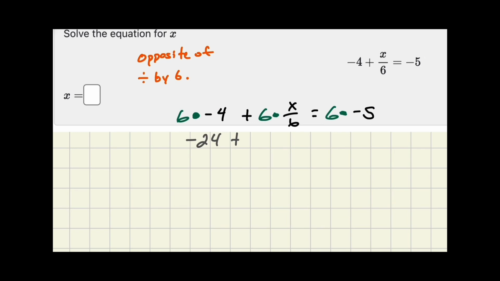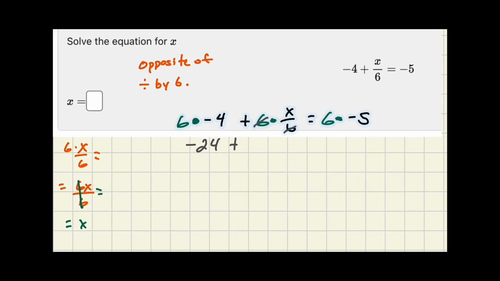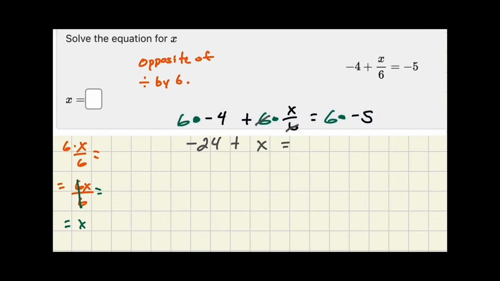Here is the purpose of the multiply by 6. What is 6 times x divided by 6? Well, let's do this in a little sub over here, right? 6 times x divided by 6 would be equal to 6x divided by 6. Well, 6 divided by 6 is 1, which is just equal to x. That's the deal we want to get. This 6 and this 6 divide each other out. 6 divided by 6 is 1. I'm left with x. I'm left with x equals 6 times -5, which is -30.